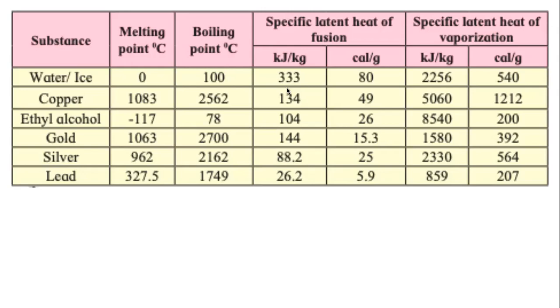Good news, we don't need to remember all these numbers. Not so good news, we will have to remember the values for the first row, water, ice. 0, 100, 333, 80, 2256, 540. Out of these numbers, 0, 100, 80 and 540 are most used.